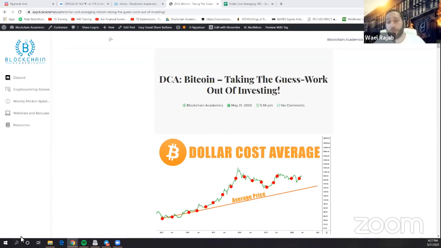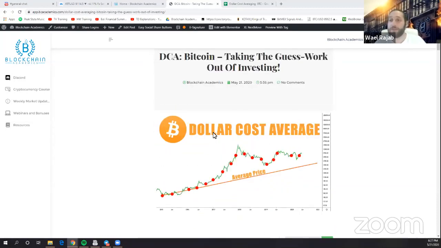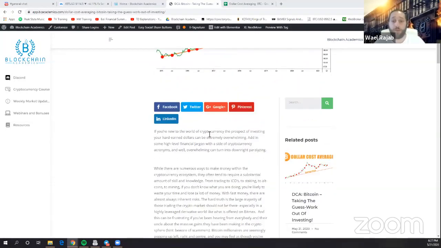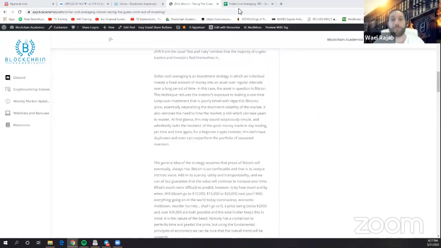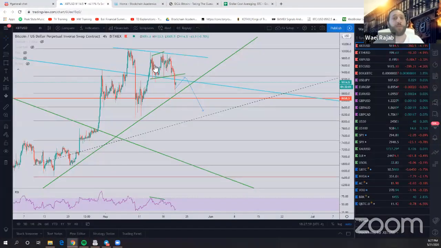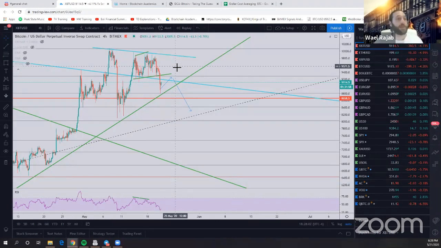So we're going to go over dollar cost averaging for Bitcoin and how it's worked, and we're going to go over some numbers that we have compiled together. So first of all, let's go over the graph. A lot of people ask, when should I buy Bitcoin? And this is why we're going to show you how dollar cost averaging can be so powerful. So let's get right into it.